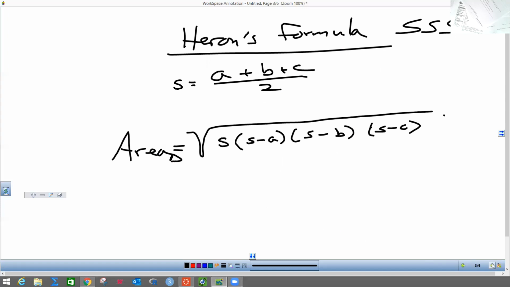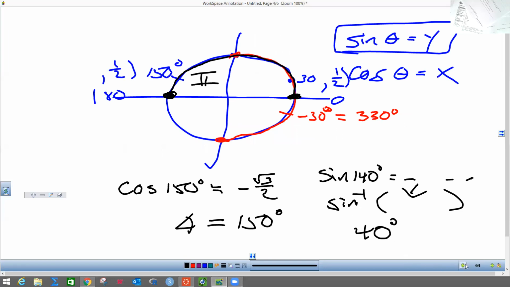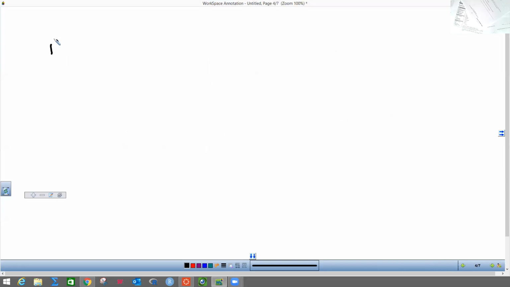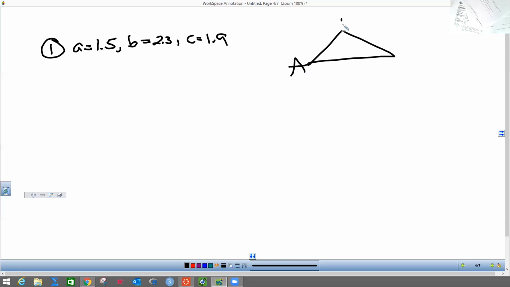Okay, we are going to do number one, and I want you to find all the missing parts, and then I want you to find the area on all these because you need fractions, that's going to be on the test next week. So number one says A is 1.5, B is 2.3, and C is 1.9.